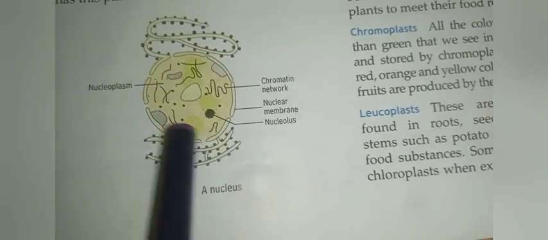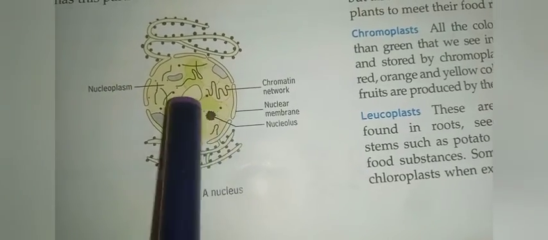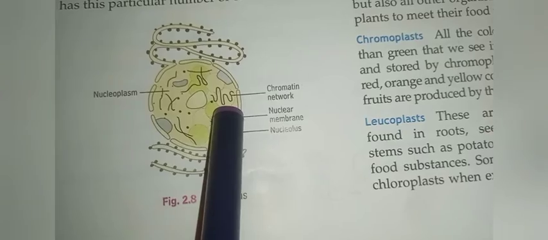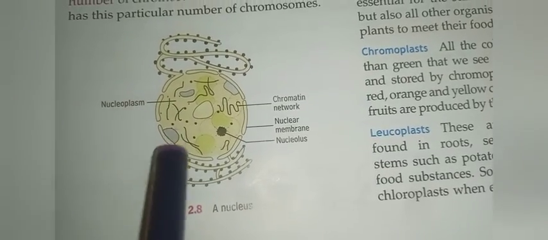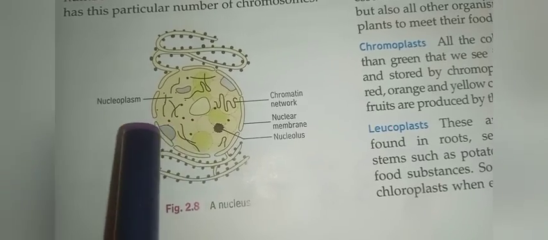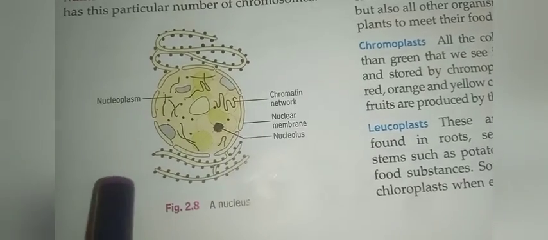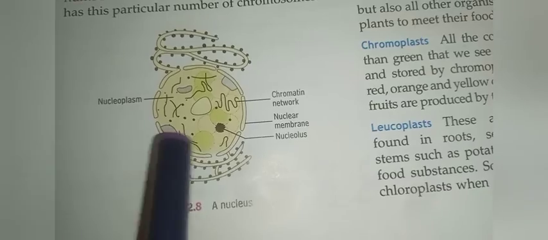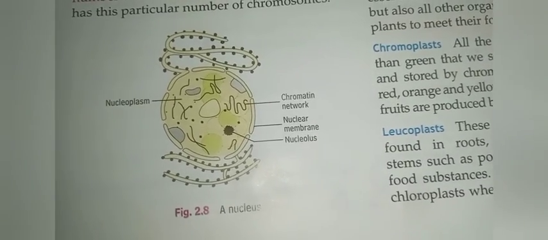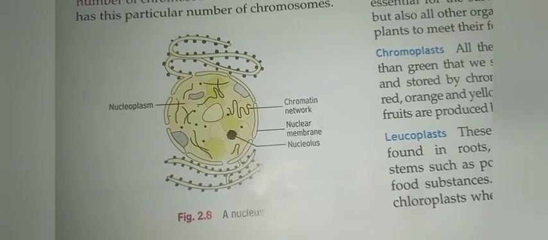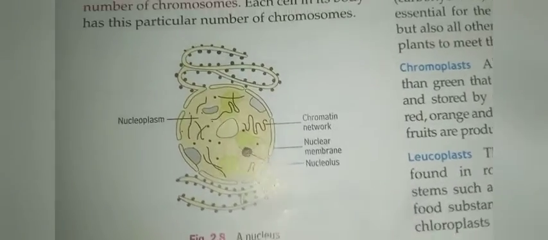So during that time, what will happen to this chromatin network? They will become shorter. They get coiled. They turn like a spring, and they become shorter and thicker, forming chromosomes. Each chromosome carries a large number of genes. See, we have genetic characters from our father and mother, right children? Yes. So these genetic characters are due to these chromosomes.